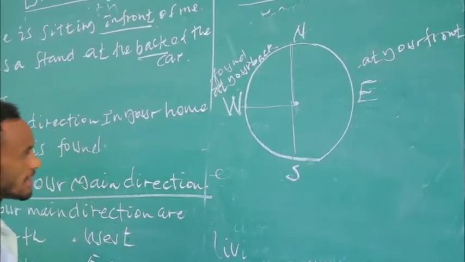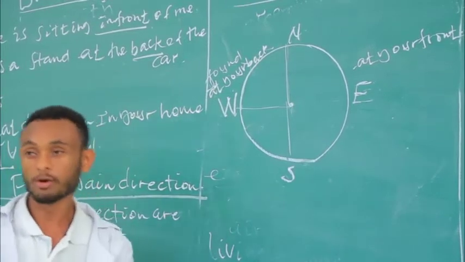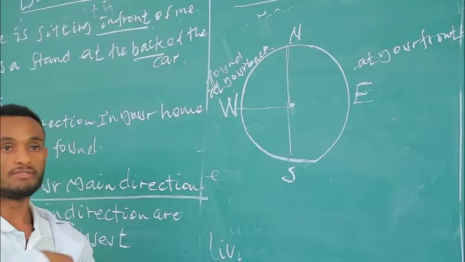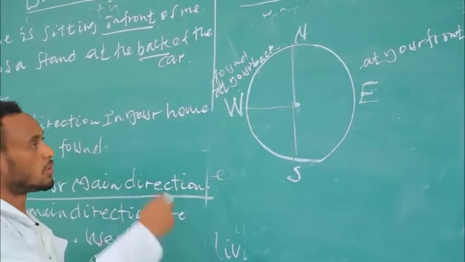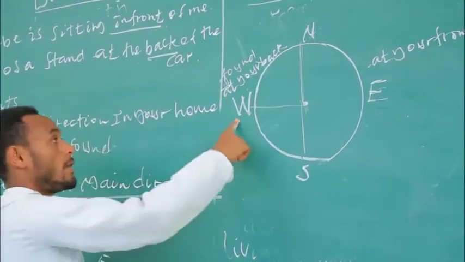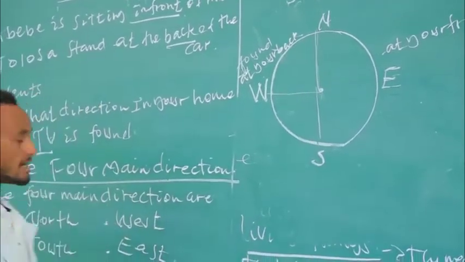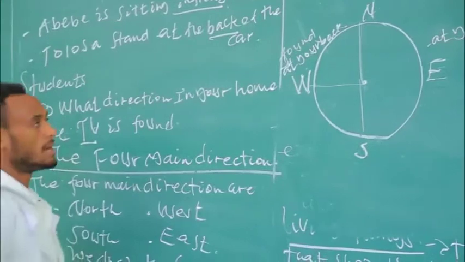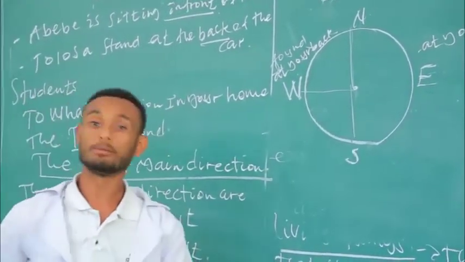The main four directions are used for locating a given object, even at a distance or in far areas. So you can show directions by using these main four directions: west, east, north, and south. These are the four main directions. By using these four main directions, you can locate a given object.